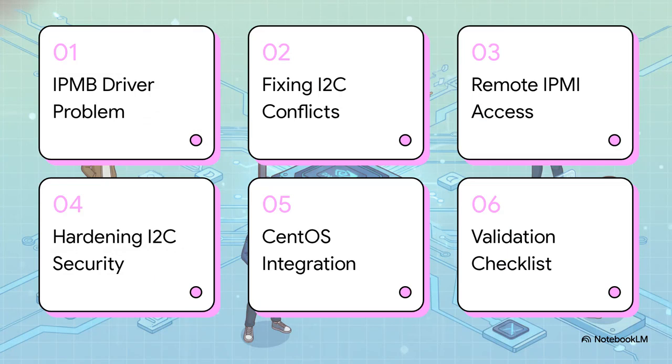So here's our game plan. First, we'll break down the actual problem with the IPMB driver. Then we'll get into the most common fix, which is sorting out I2C address conflicts. After that, we'll set up remote IPMI access, lock things down with some security hardening, talk about CentOS integration, and then wrap it all up with a final checklist to make sure everything's running smoothly.